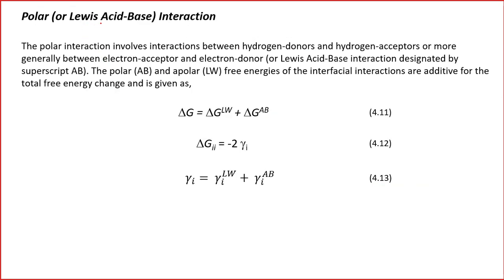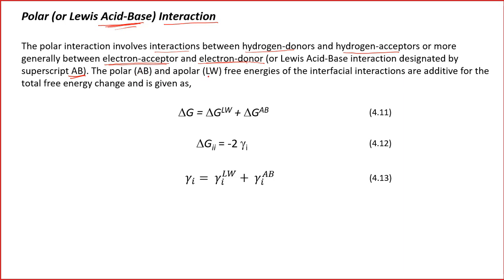Now the polar component, which is also known as Lewis acid-base interaction. So this is the polar component. Polar interaction involves interactions between hydrogen donors and hydrogen acceptors, or more generally electron acceptors and electron donors. As we know, wherever there is a polar interaction, there will be some electrons involved, and there will be some atoms which are electron acceptors and some atoms which are electron donors. So when you have acceptor and donor, you create this kind of polarity, and because of this polarity the surface energy is produced. So this is the definition of the polar part, which is abbreviated as AB.